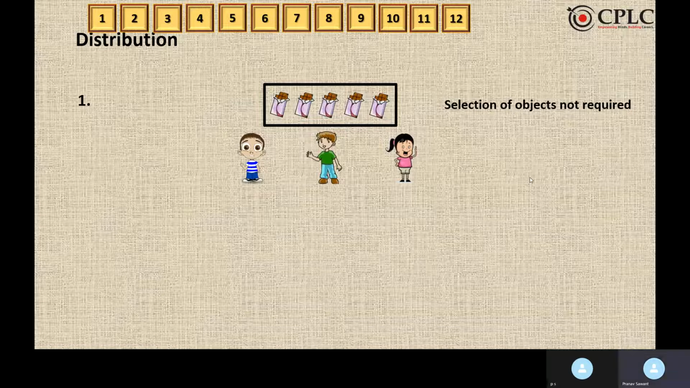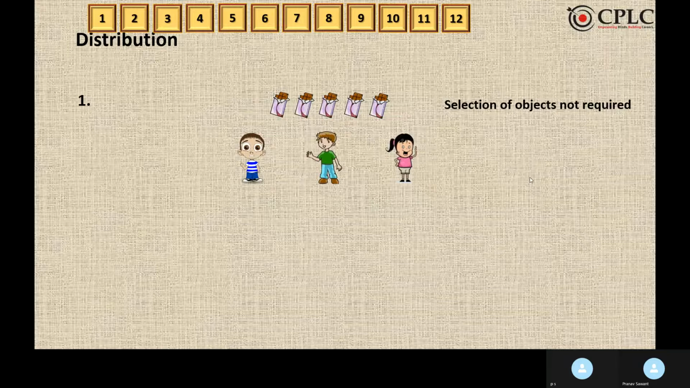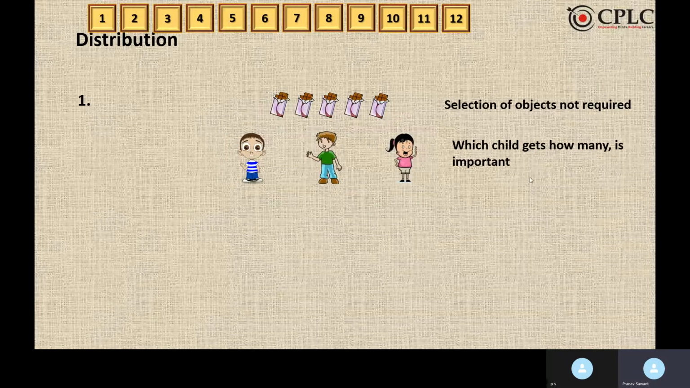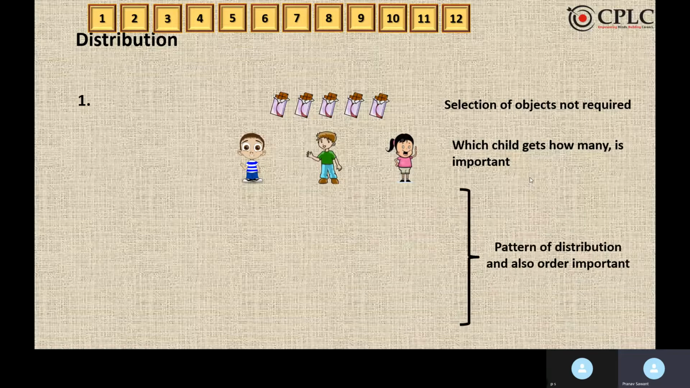Also, over here, we cannot recognize which chocolate is distributed to which student. Hence, selection of object is not required over here, because even if we select the object, we'll never get to know which chocolate is selected. But over here, which child gets how many is important. So distribution is important over here.